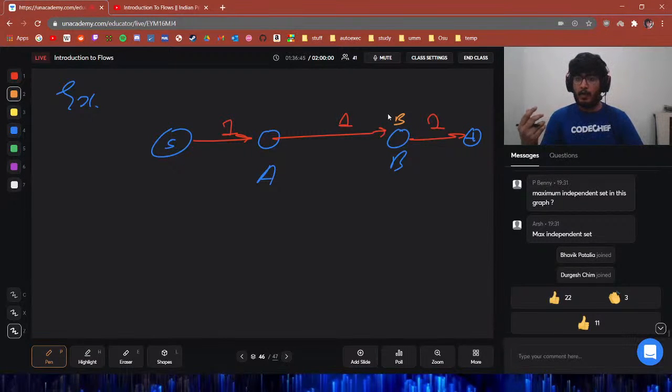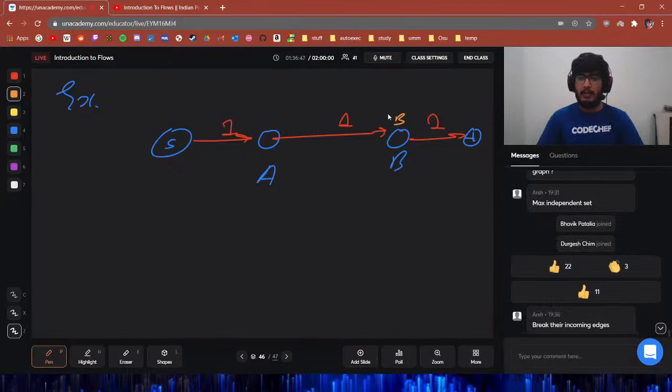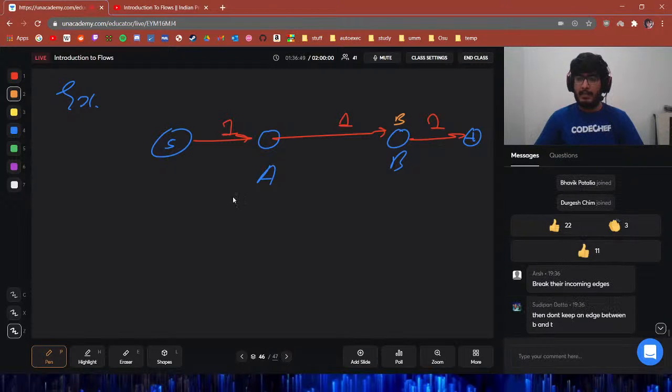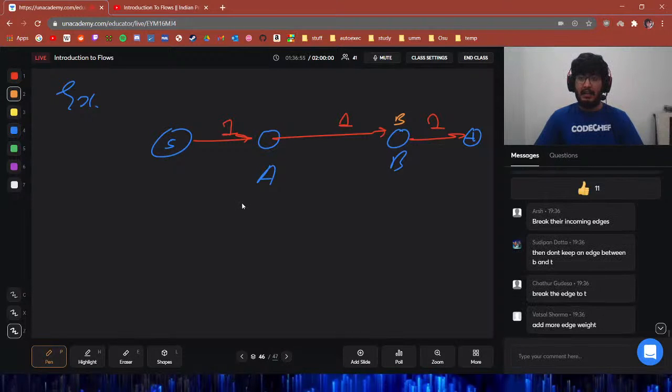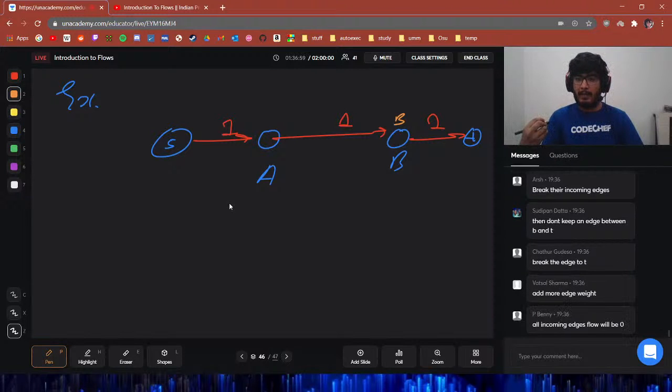Can anybody of you answer that? Just type it in the chat. So that I can break their incoming edges. Then don't keep an edge between B and T. Don't keep an edge. No, that would actually create the opposite effect of what we want. Break the edge to T, add more edge weight. Yeah, that is what I want to hear.